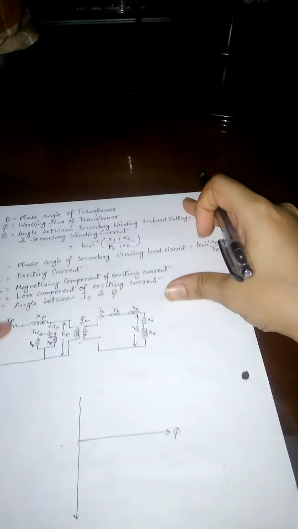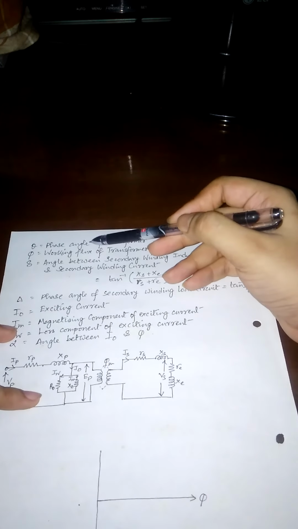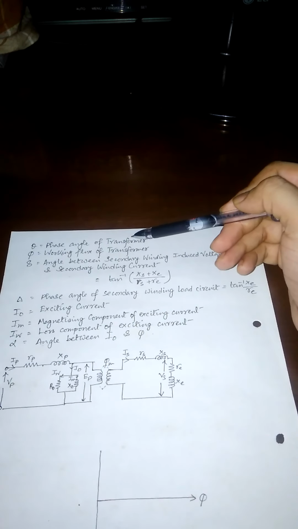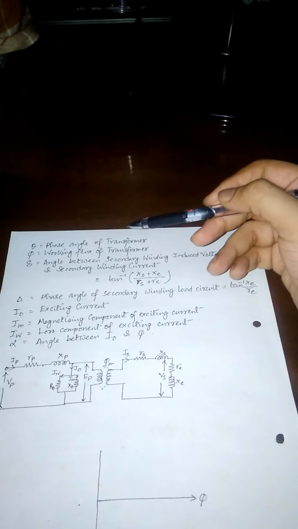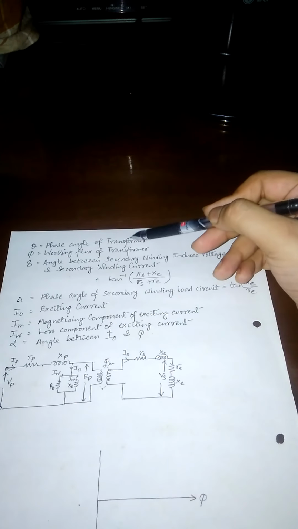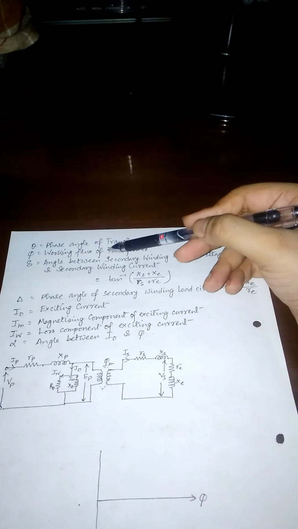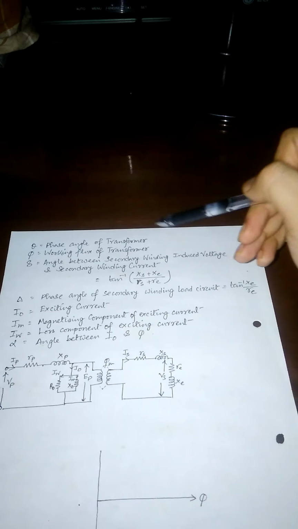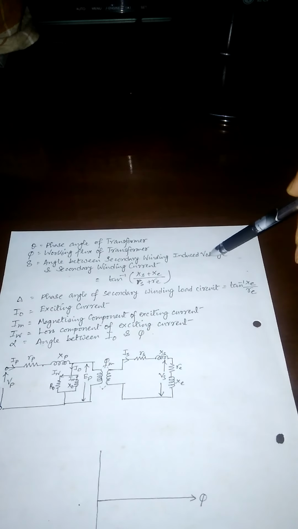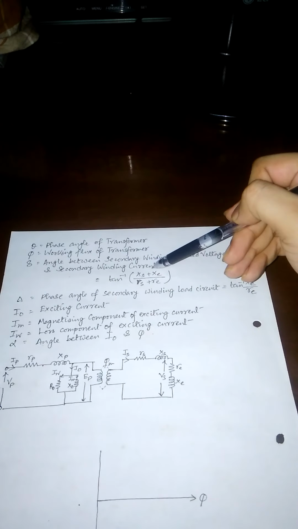Another few: theta, that is the phase angle of the transformer. Later we are going to calculate the phase angle of the transformer. Phi is the working flux of the transformer. Delta is the angle between the secondary winding induced voltage and the secondary winding current.